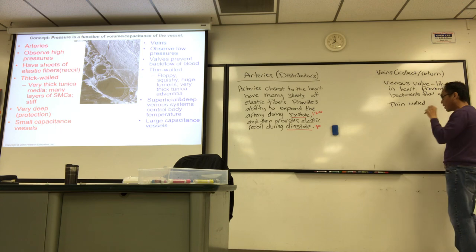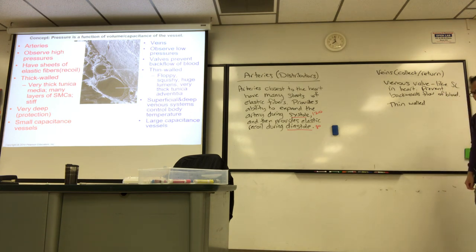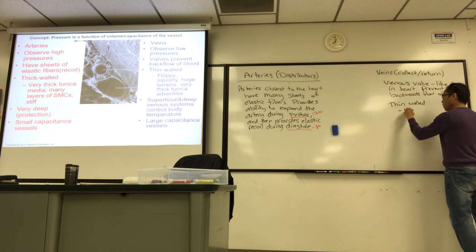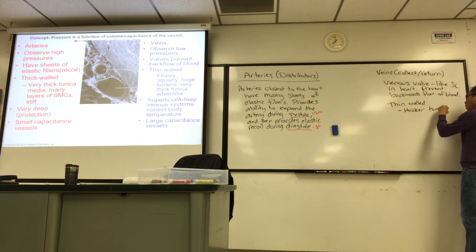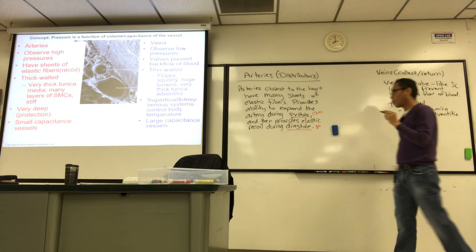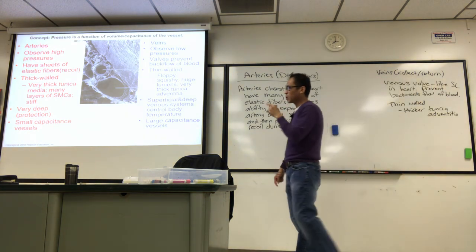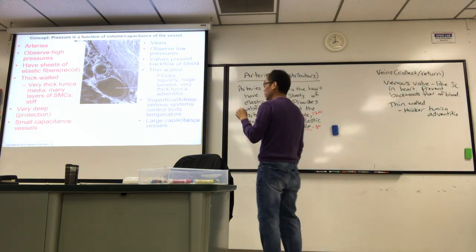There's a layer of the vessel wall called the tunica adventitia. Veins tend to have a more pronounced tunica adventitia. I'll explain all the tunics later, but just know that for now. Thicker tunica adventitia. Now the arteries, they're thicker walled, and it's mostly due to the muscle layer, the tunica media.